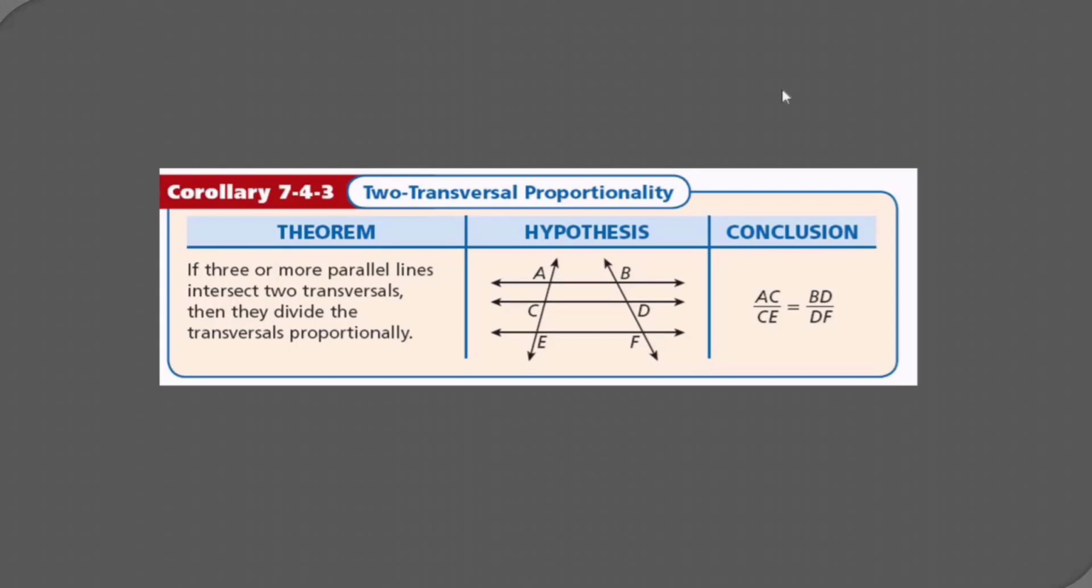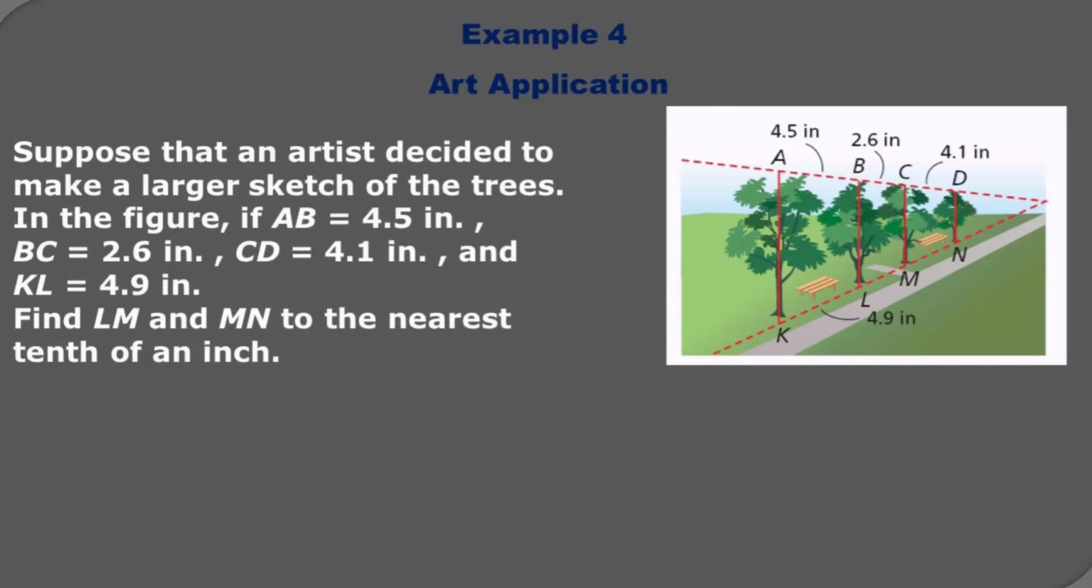So if I have a transversal AE and a transversal BF, they cut it proportionally, which means AC over CE equals BD over DF.